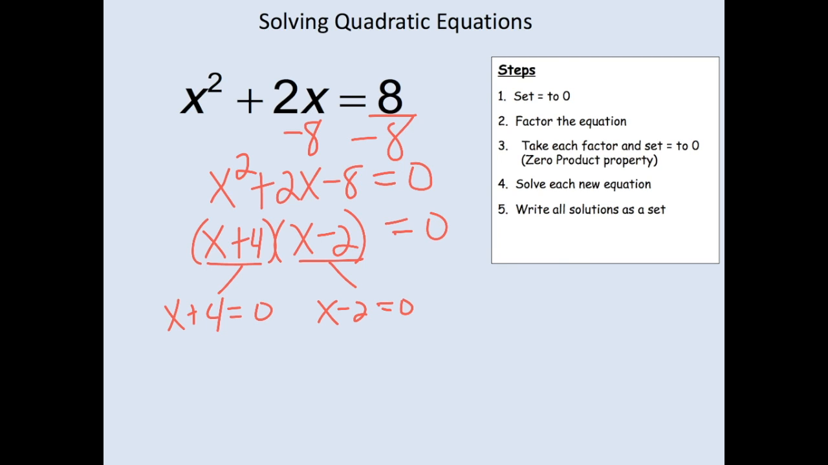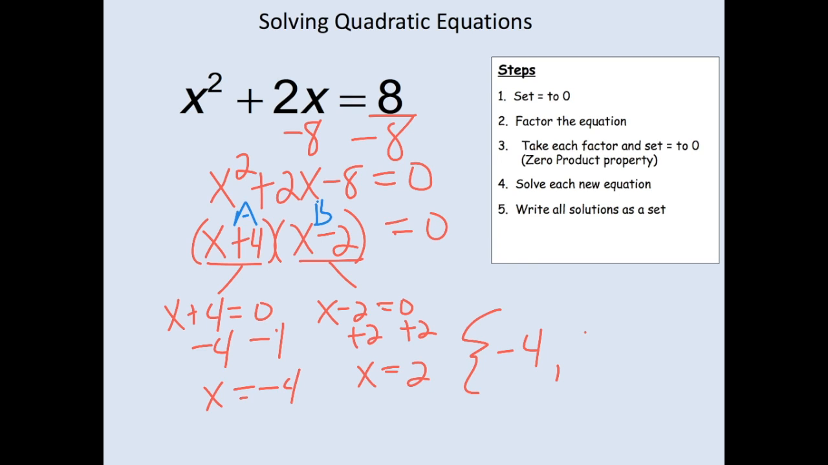And again, that's because of the zero product property, which basically says that if you have 2 numbers, a and b, being multiplied and you're going to get 0, then that means that one of those numbers has to be 0 for this to work out. So we're going to set them both equal to 0, solve them, find out what each one could be. So the first equation, x plus 4 equals 0, we'll subtract the 4 from both sides, and that gives us x equals negative 4. The second one, we have x minus 2 equals 0, so we'll add 2 to both sides, which gives us x equals 2. So that gives us the potential of having 2 solutions, negative 4 and positive 2.